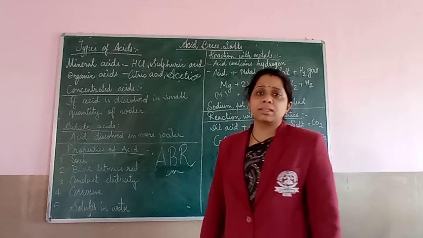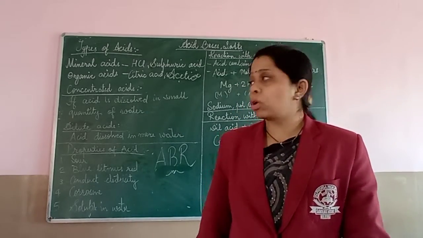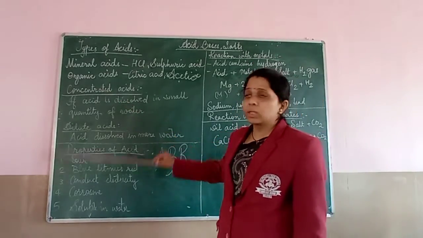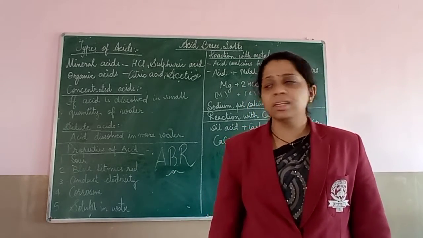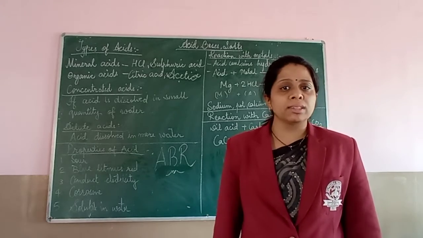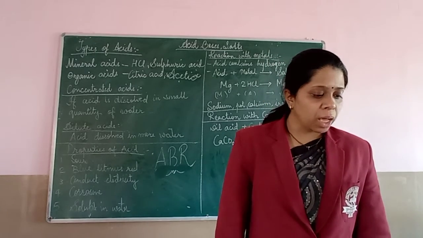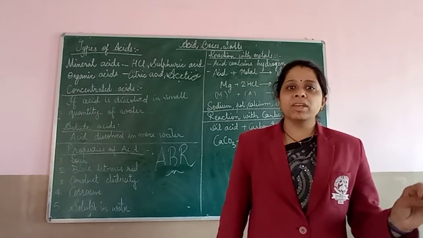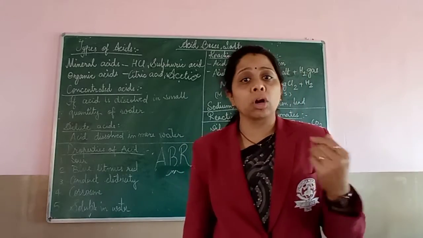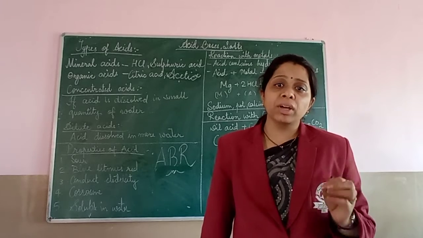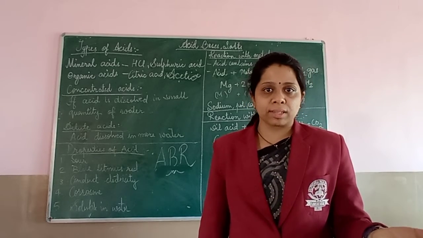And last one is, acids are soluble in water. I have already told you they can be diluted in water in less amount, and that is called concentrated acid, and if in more amount, then they are called dilute acid. We always have to remember that whenever acid needs to be dissolved in water, we never have to add water to acid.